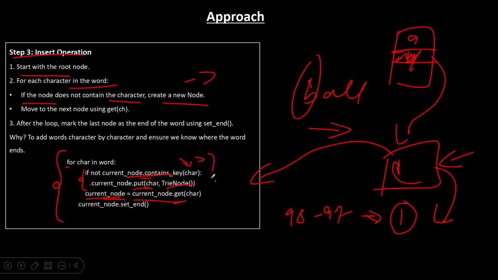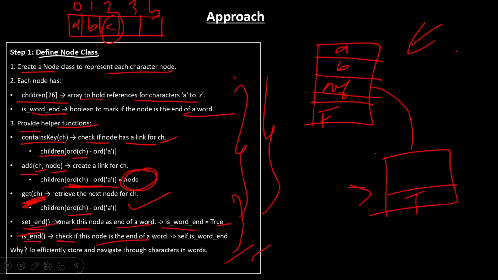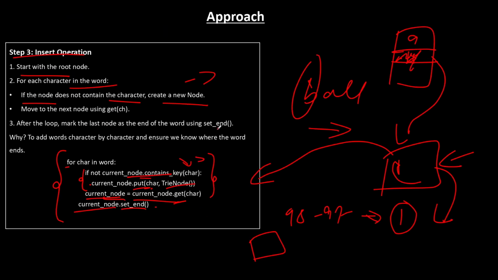And after all of this is done, we will be standing at the last node. Logically makes sense. In that, what we will do? Current node, set the end function to true. Look, the set end, this is already marked as true here, right? And initially everything will be false. So I hope you understood the insert operation.